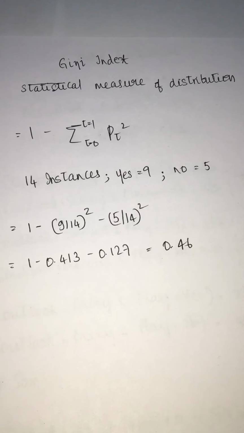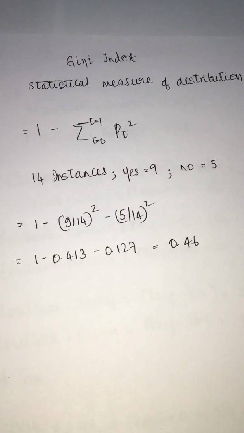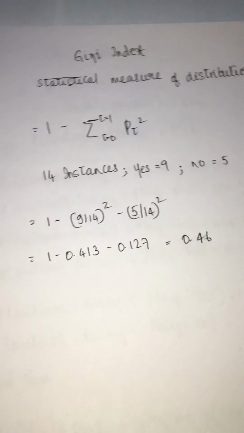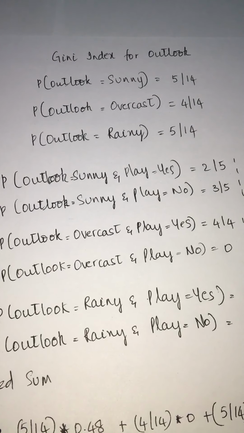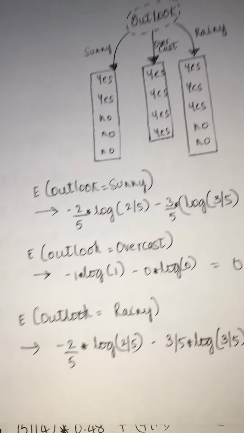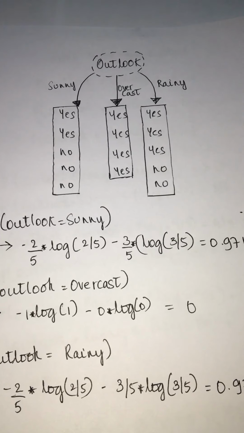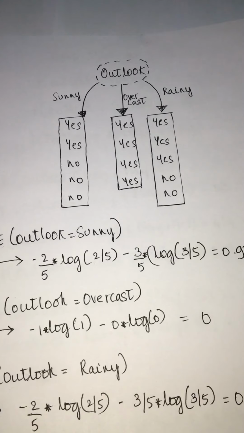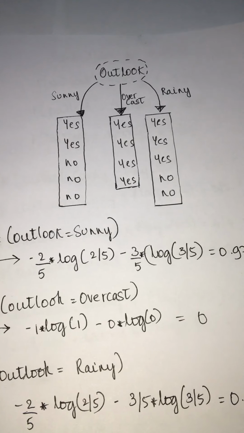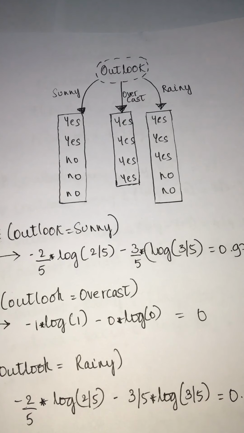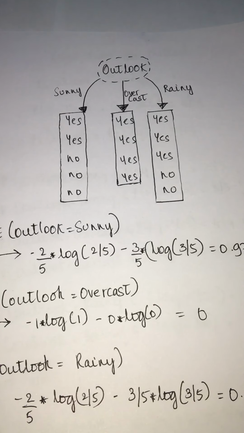But what we'll do is calculate on a single column, namely outlook. You know the outlook column distribution. You have three unique values: sunny, overcast, and rainy. In sunny you have three yes and a no, in overcast you have all yes, and in rainy you have three yeses and no.